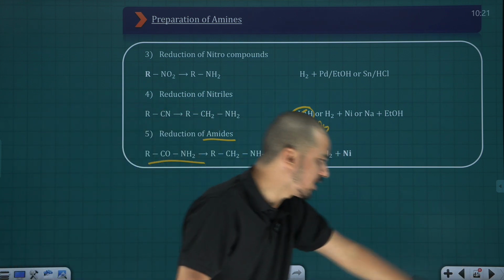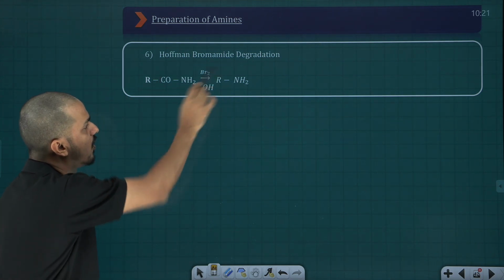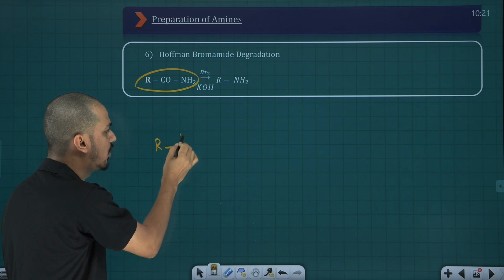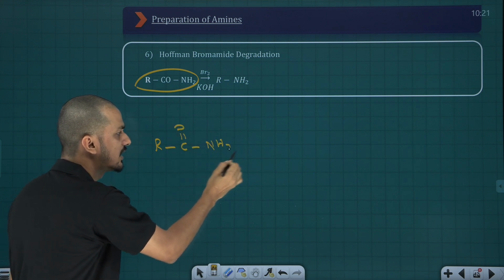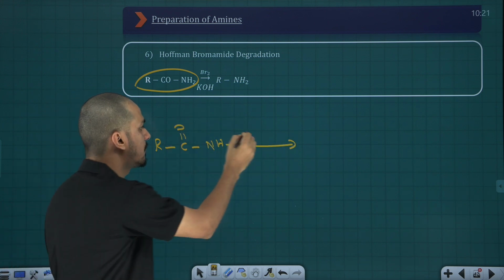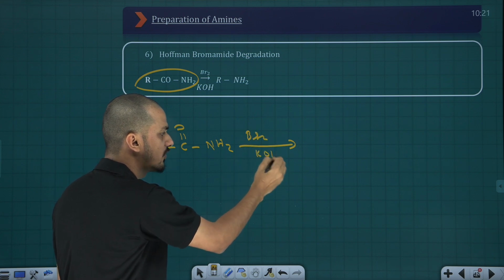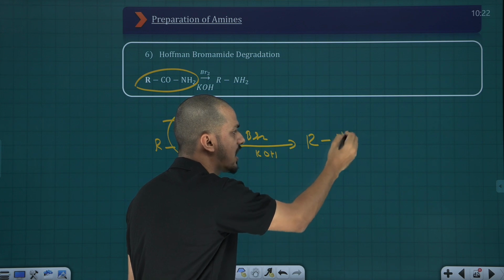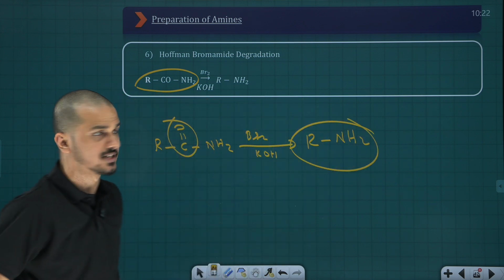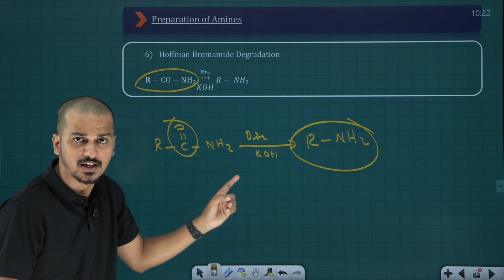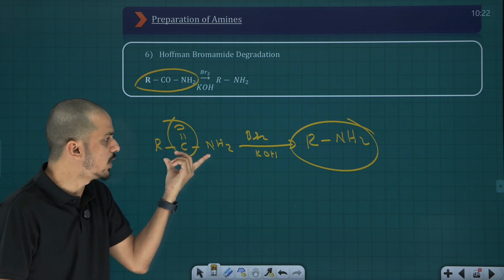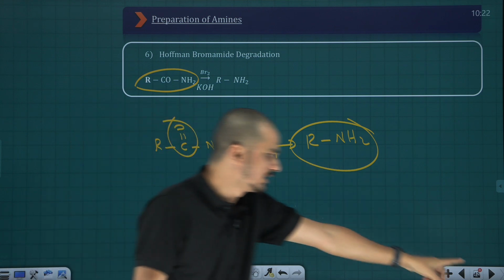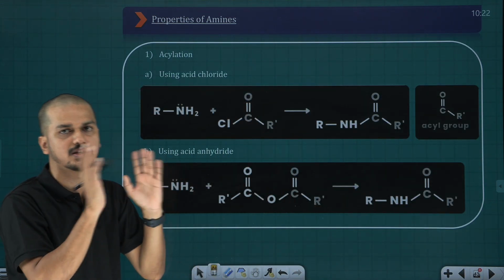One more very important reaction you learned is the Hofmann bromamide degradation reaction. There you have an amide, RCONH2, which you treat with bromine in presence of KOH. The CO is lost and NH2 attaches directly, so you get RNH2, a primary amine. Keep that idea in mind. Why is it called degradation? The number of carbons goes from n+1 to n; one carbon is decreasing, so it is called a degradation reaction. There is some rearrangement also, and you learned the reaction mechanism.